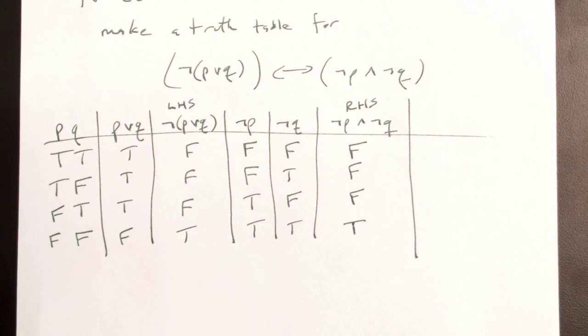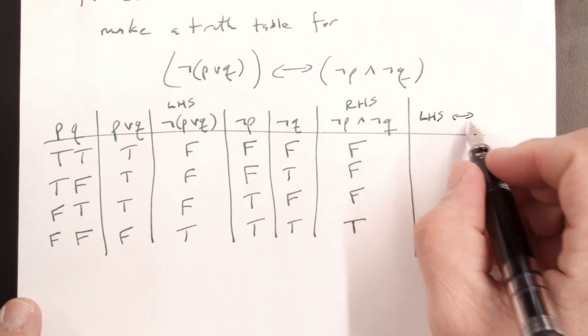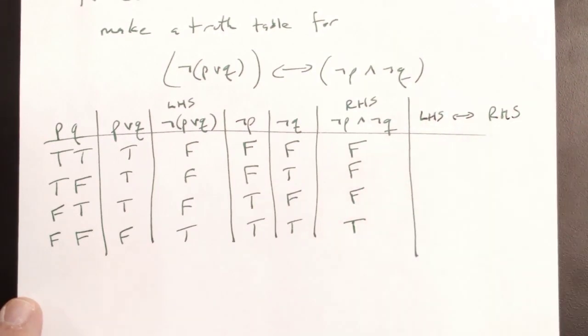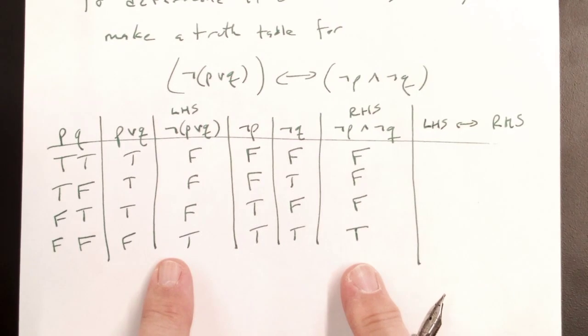Now, to my mind, this is a perfectly good place to stop. But I'm going to be a pedantic bastard like the book wants me to be. I haven't done the if and only if part. So the last column would be left-hand side, if and only if, right-hand side. The reason I abbreviated that is otherwise I'd run off the edge of the page. But really now I'm comparing these two columns.